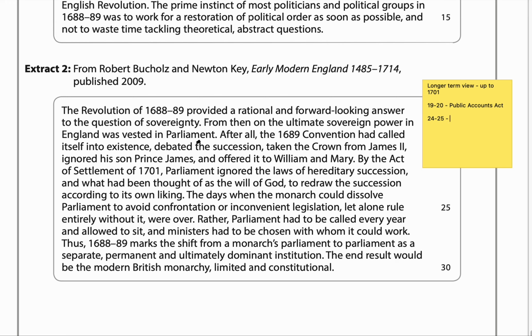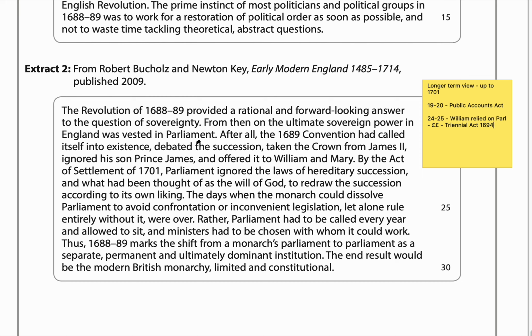So 24 and 25: the days when the monarch could dissolve Parliament to avoid confrontation or inconvenient legislation, let alone rule entirely without it, were over. So this idea that the monarch now relied on Parliament, and I think you could say William relied on Parliament for money during the war, and then you could back that up with: Parliament used that as leverage against him.